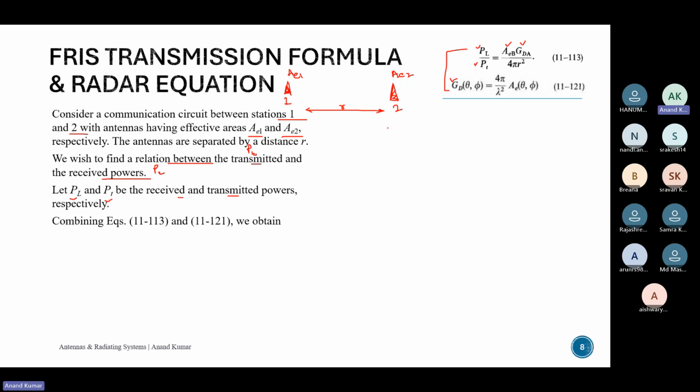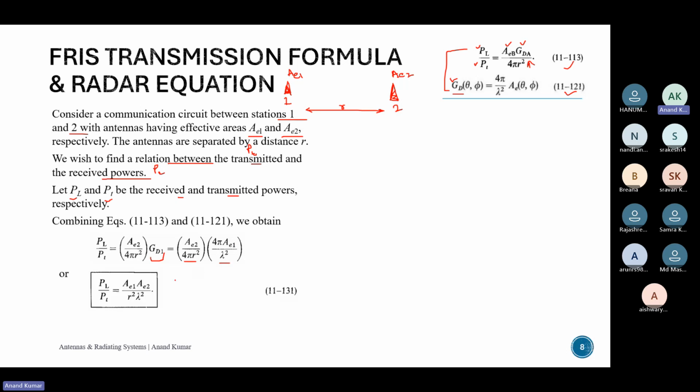So we'll combine these two equations 11.13 and 11.21, and this gives us the following relation. So we are taking this relationship, and over here we will substitute the expression for GD1 from this. So we get AE2 upon 4 pi r square, 4 pi AE1 by lambda square. So we can rearrange and write it like this.